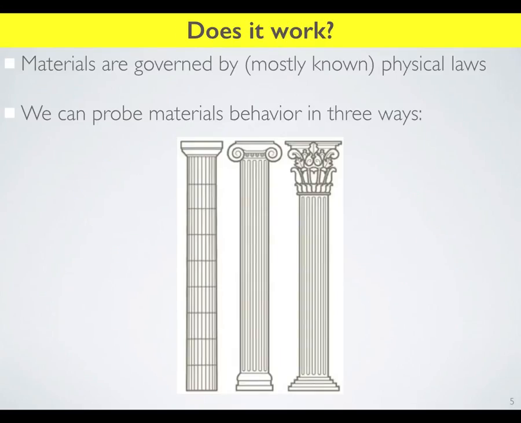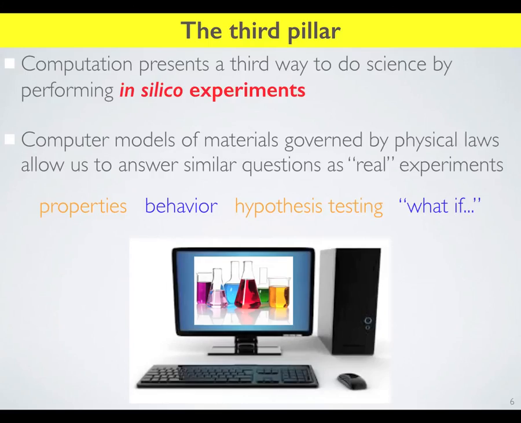And so does it work? Okay, we can do computation. I've tried to explain to you why one might want to do computation, and we'll dig into that a little bit. But really, does this work? Materials are governed by mostly known physical laws, and so we can probe their behavior in three ways. Classically, we've done this using experimentation and theory, and the so-called third pillar of science, somewhat of a cliche now, is computation. It presents a third way to do science by basically performing in silico experiments.